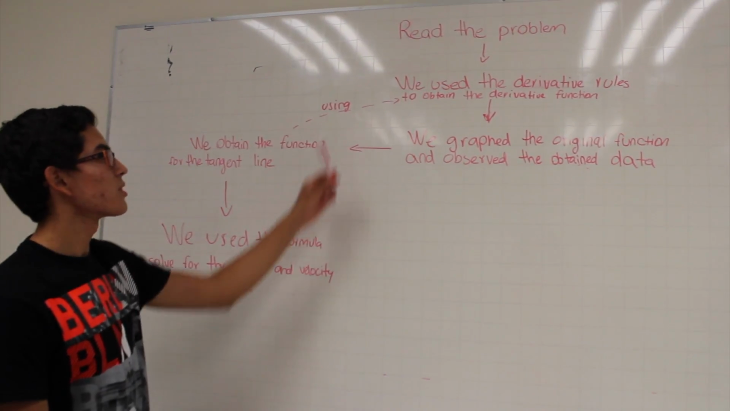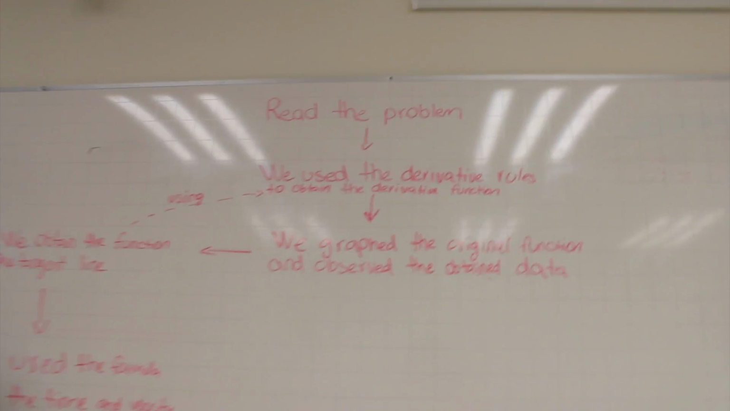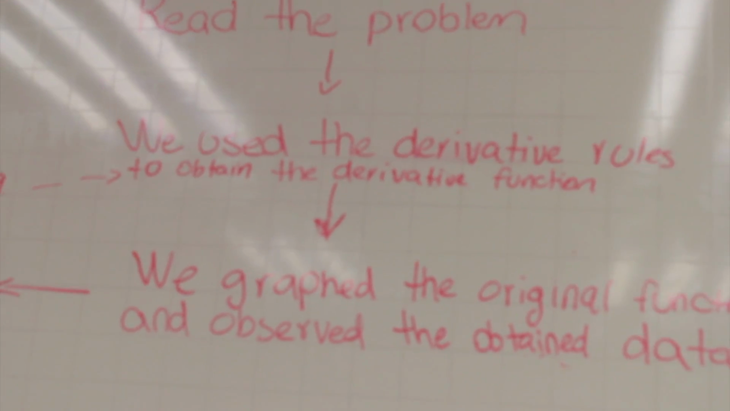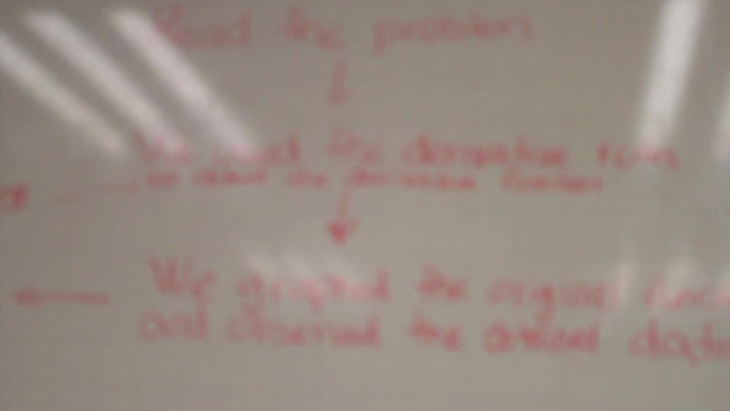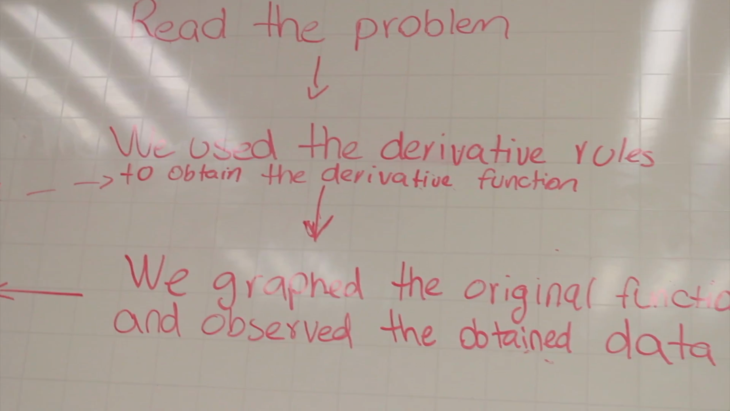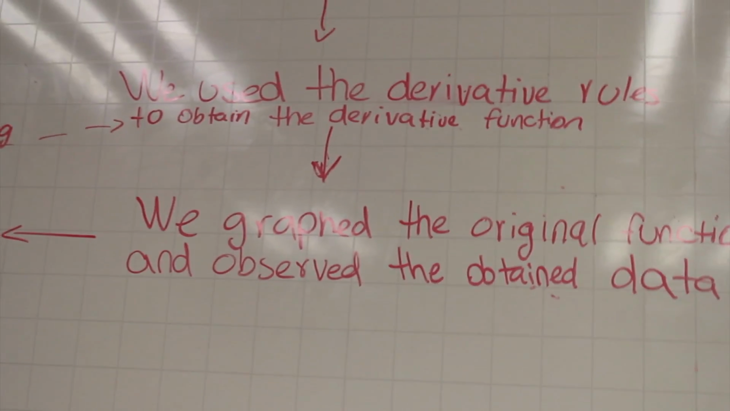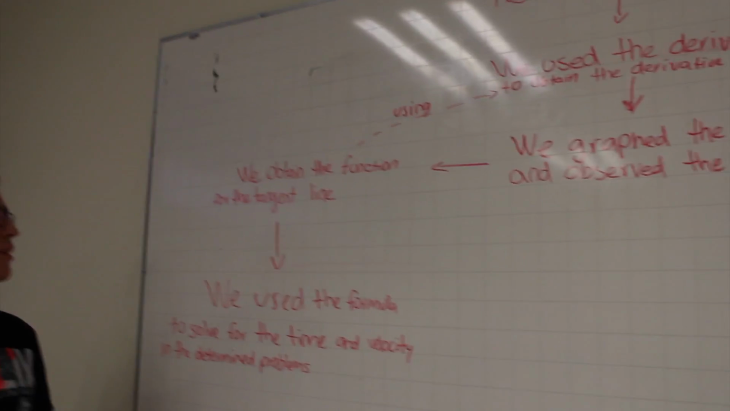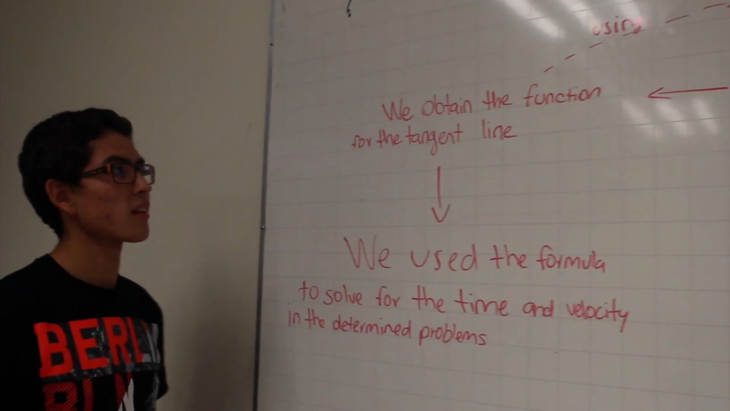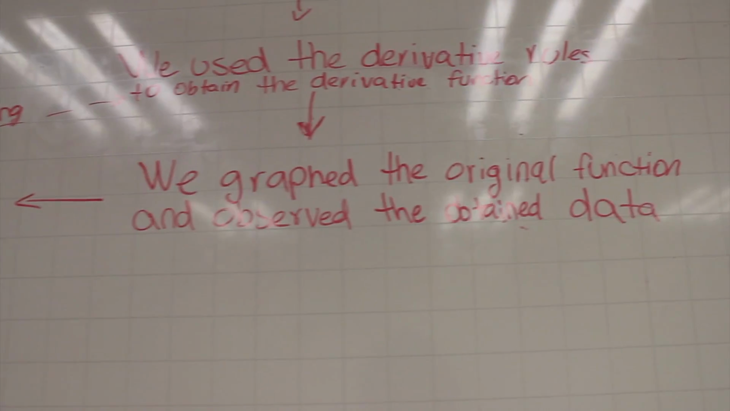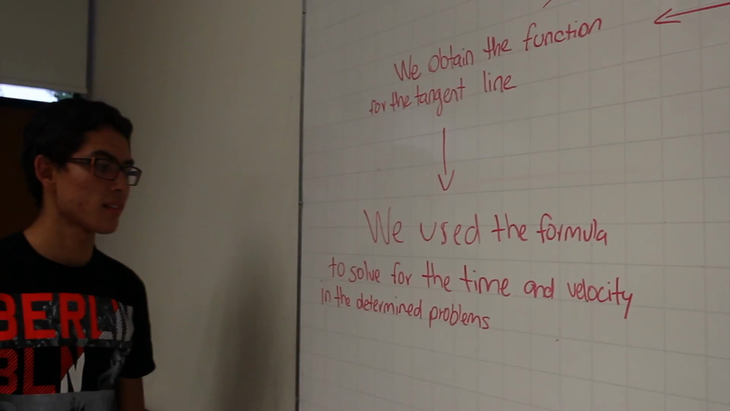Here are the steps we use to solve the problem. First, we read the problem. Then, after analyzing the problem, we use the derivative rules to obtain the derivative function. After we do that, we graph the original function and observe the obtained data. After, we obtain the function for the tangent line using the derivative function we already had. And then, we use the formula to solve the time and velocity in the determinate problems.